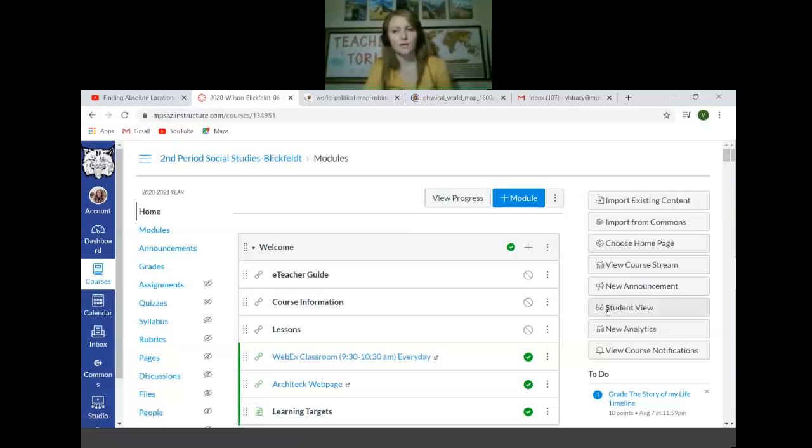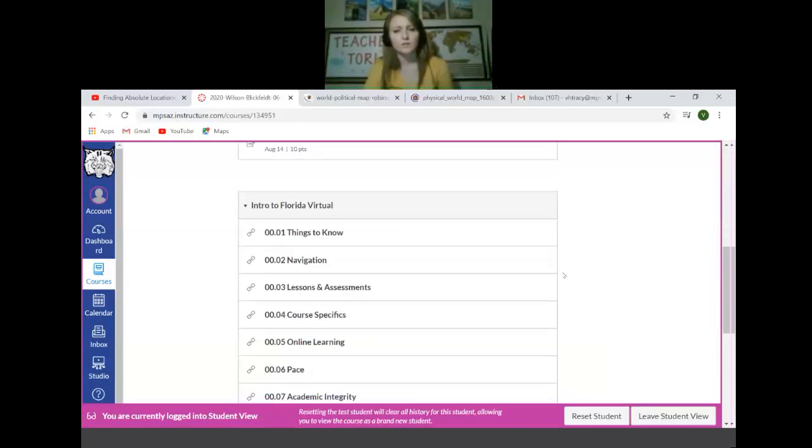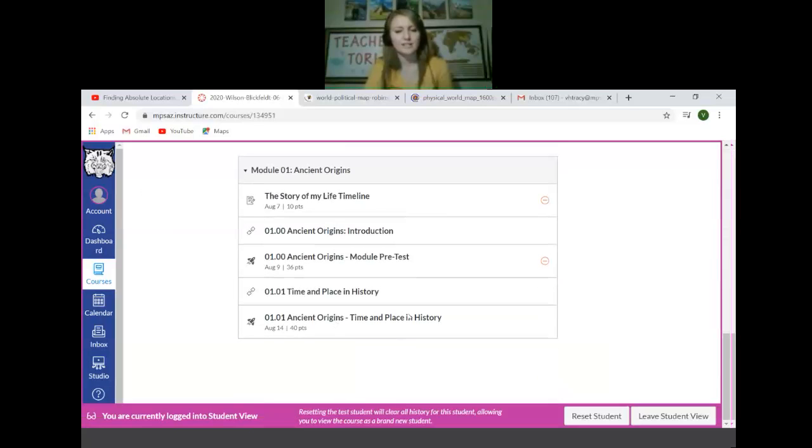tab. So if you scroll down, I'm trying to use student view, but my thing is being weird. So if you scroll all the way down, it's literally the last thing, and it has a rocket next to it. Time and place in history. It's the last one.